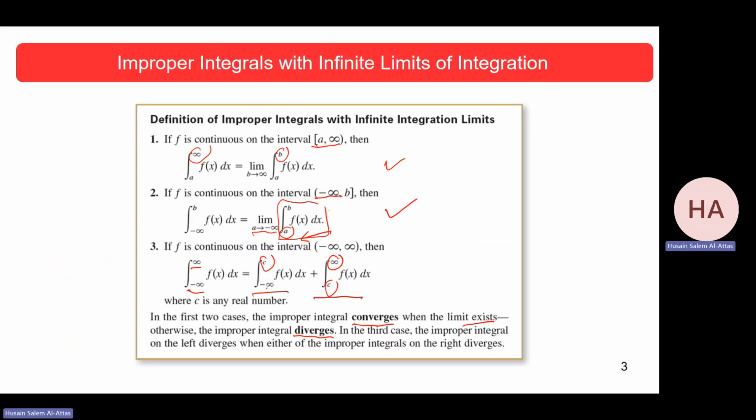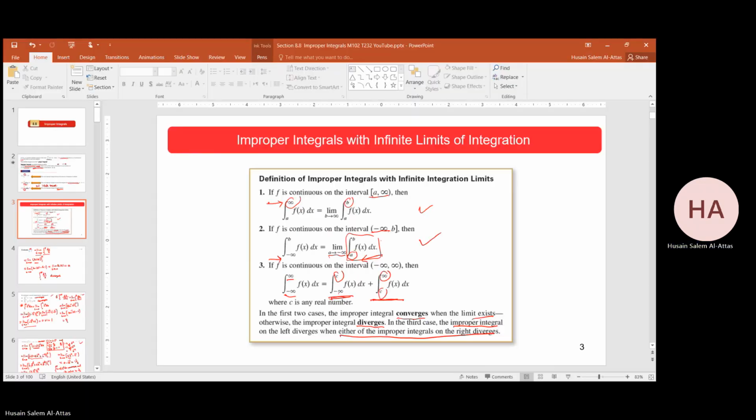I think this is enough for the first case. Let me go back: if you have infinity in the limits of integration, or in both, be careful. If one of them is divergent, that's it. It means the improper integral diverges when either of the improper integrals on the right diverges. Let me stop the recording, then we'll do the next case in the next video. Thank you.